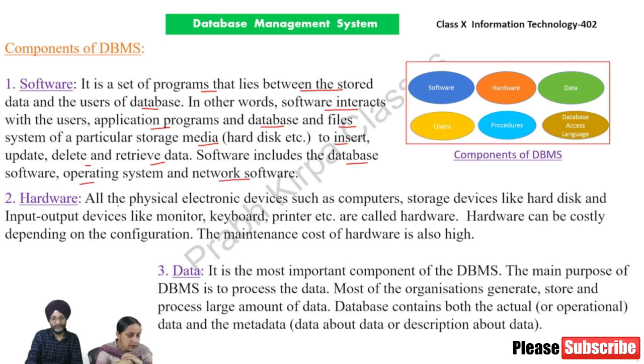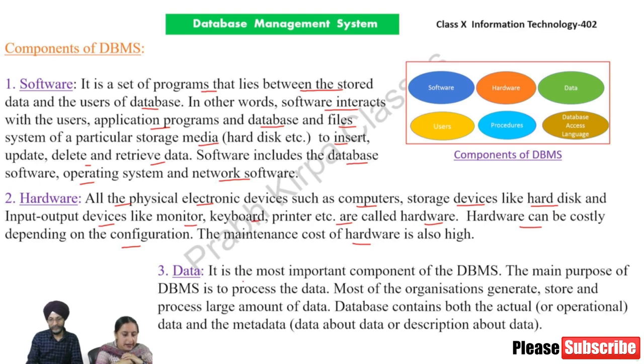Number two, hardware. All the physical electronic devices such as computers, storage devices like hard disk, and input-output devices like monitor, keyboard, printer, etc. are called hardware. Hardware can be costly depending on the configuration. The maintenance cost of hardware is also high.